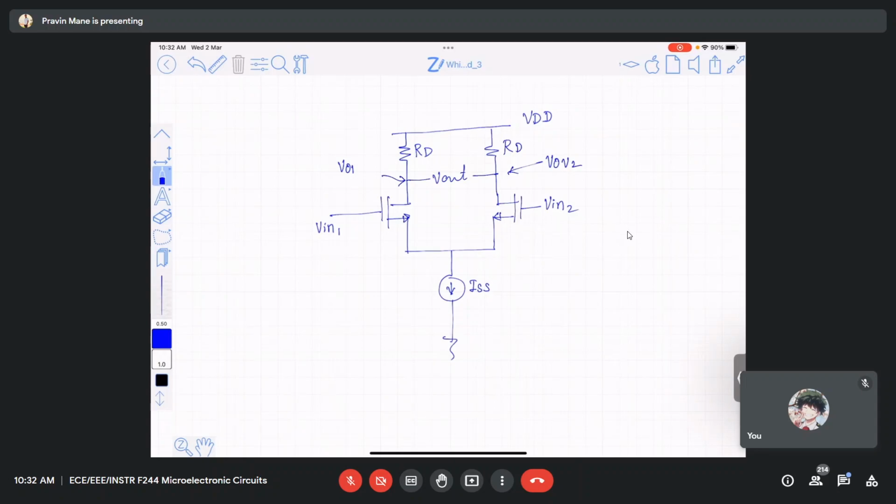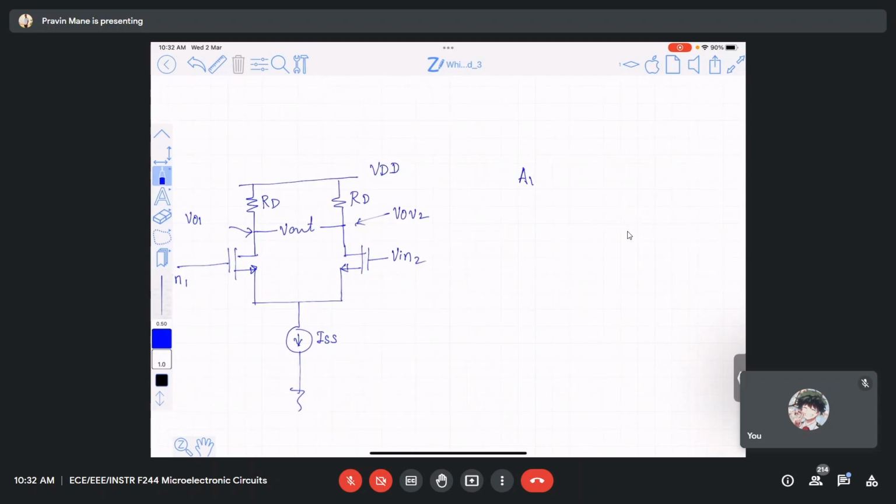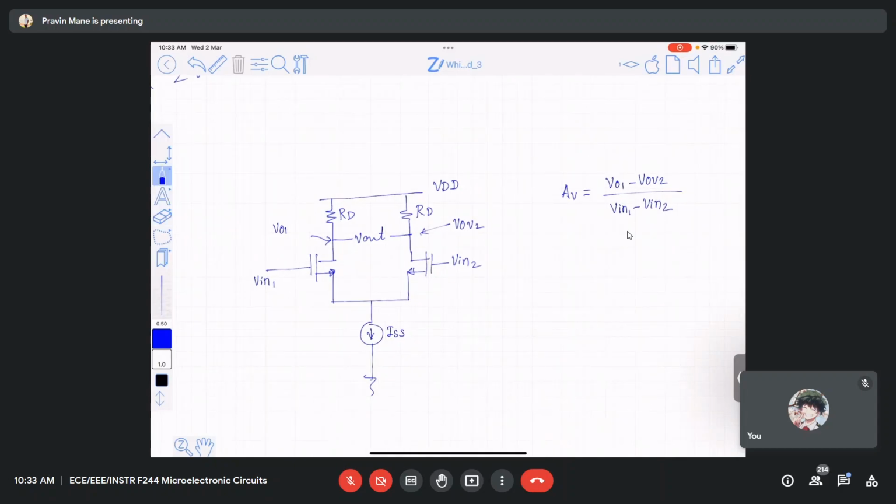Now, what is the gain expression? AV is equal to what? VO1 minus VO2 divided by V in 1 minus V in 2 is the gain for the circuit, right? It is called the differential gain. Now you tell me how you will find out this gain. What are the different methods available?